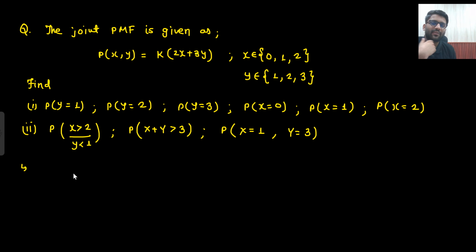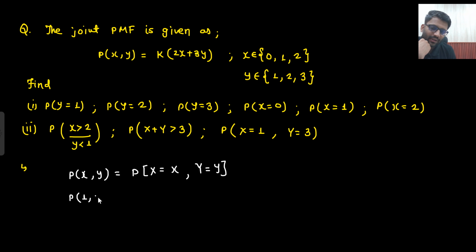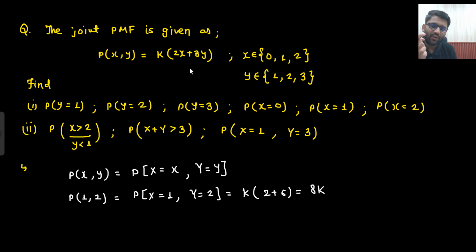Just think about what this PMF Px,y is representing. It represents that random variable x takes value small x and random variable y takes value small y. If I ask you what is the value of P(1,2), what does that mean? It means random variable x should take the value 1 and y should take the value 2. So I will put small x equals 1 and small y equals 2. So I will get k into 3 plus 6... 8k you are getting.